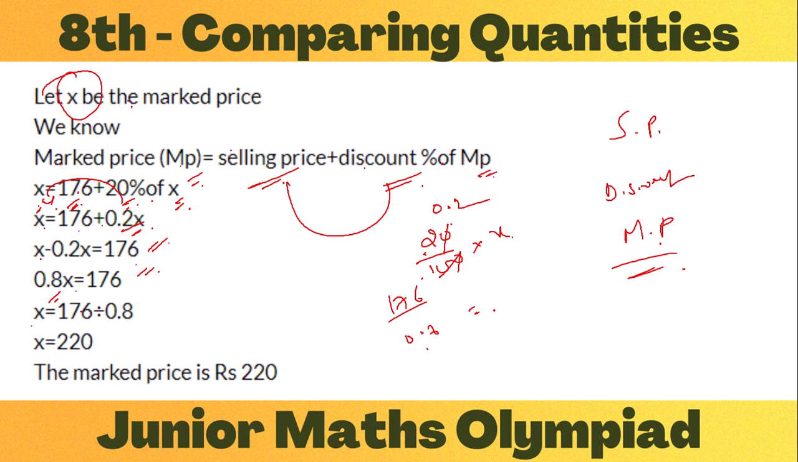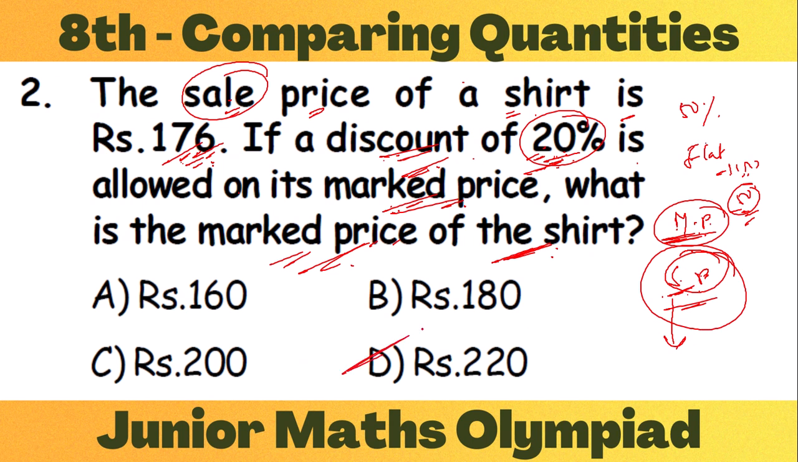Or we can remove the point and write 1760 by 8. 8 twos are 16, 1 remaining 16, 8 twos are 16, 8 zeros are 0. We will get 220. The market price will be rupees 220. So the correct answer is option D, children.